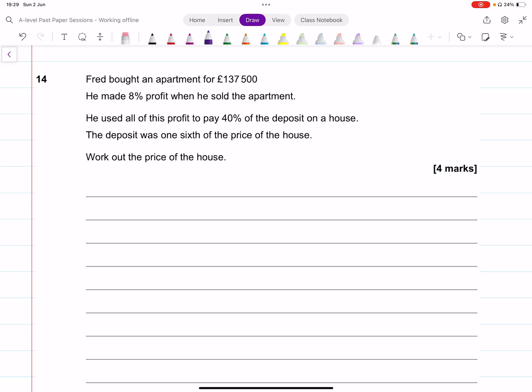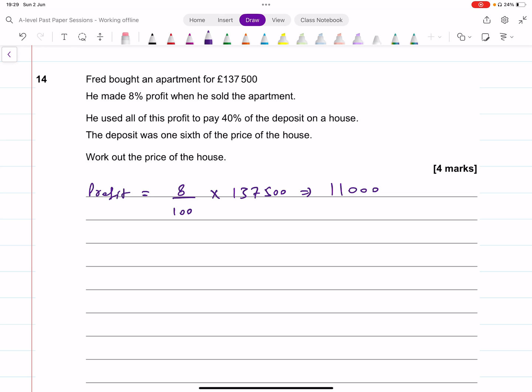Okay, so now how do we think about this? Fred bought an apartment for this amount. He made 8% profit when he sold the apartment. And then he used all of his profit to pay 40% of the deposit on a house. Now, what's the profit? Let's calculate the profit first of all. What's the profit amount? It's going to be 8% of that. 8 over 100 multiplied by 137,500. You can see what that turns out to be. This is 11,000. So the profit value is 11,000.